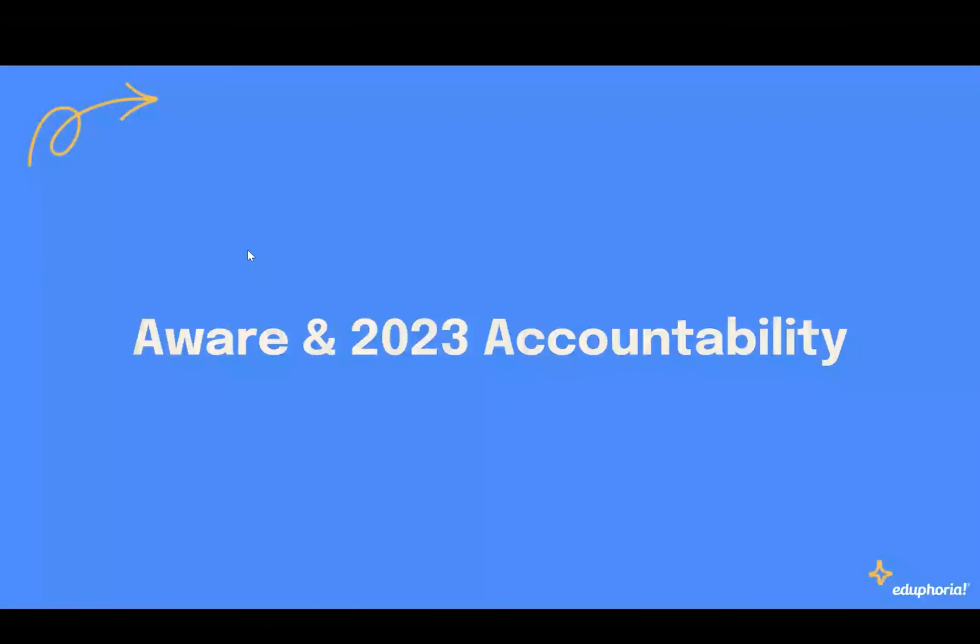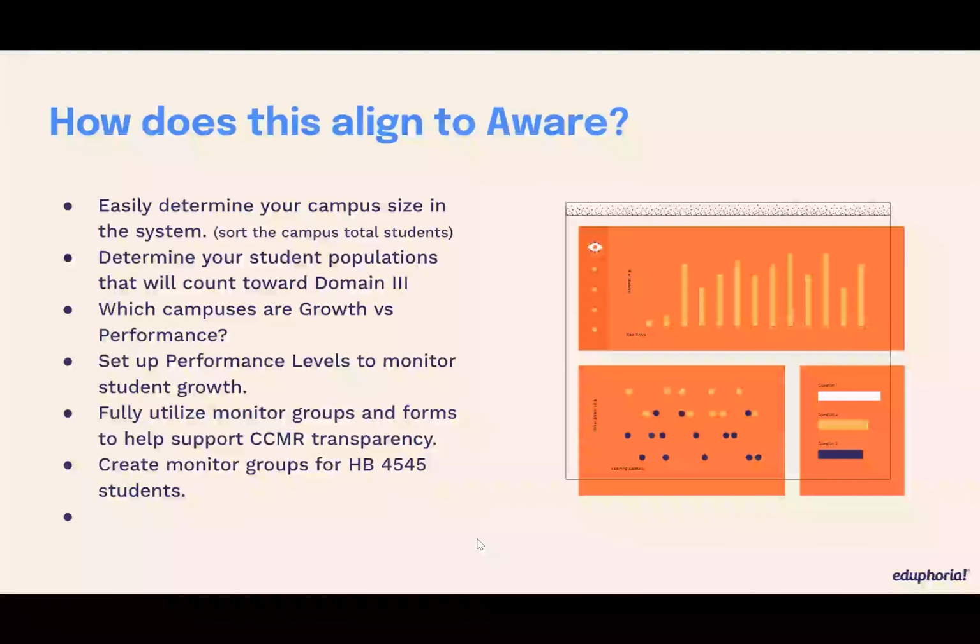So we're going to quickly transition into just Aware and accountability. How do these two tools work together for you, and how can they help you with the systems that you have in Aware? So let's go ahead and roll through some of these, again giving you that big picture outline.